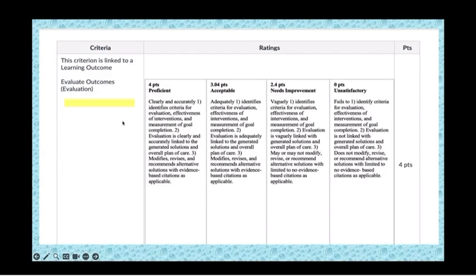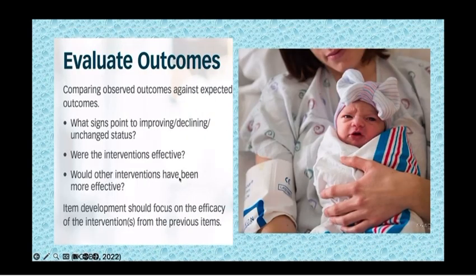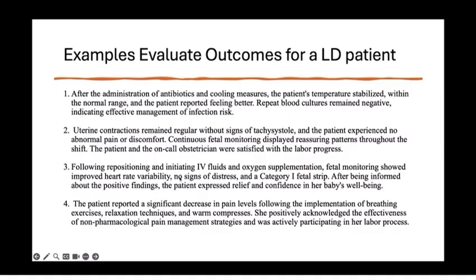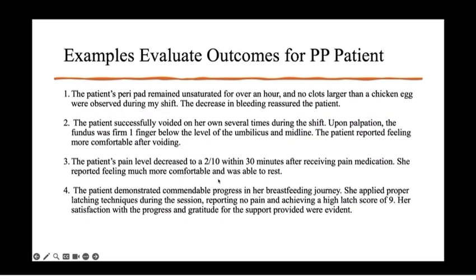Okay. This is the criteria for evaluate outcomes. Evaluate outcomes focuses on comparing the outcomes against expected outcomes. What signs point to improving, declining, or unchanged status? Ultimately, the expected outcome is a healthy mom and a healthy baby. All right, so I'm not going to read through these, but these are some examples of evaluate outcomes for an L&D patient. Okay. And then these are examples of evaluate outcomes for a postpartum patient.